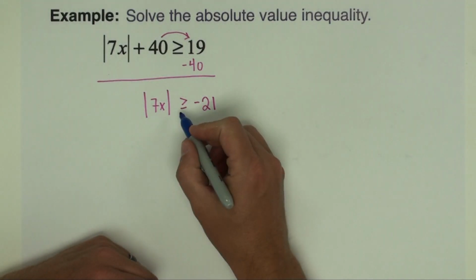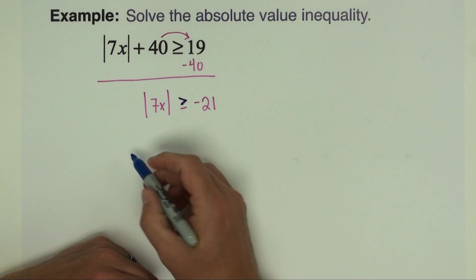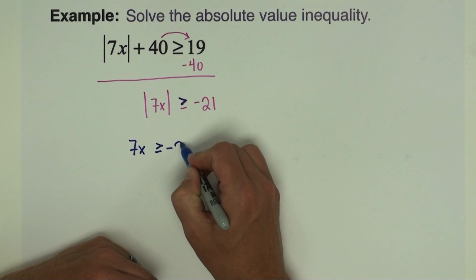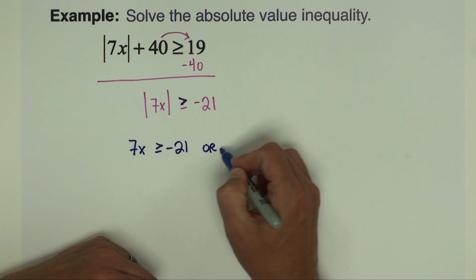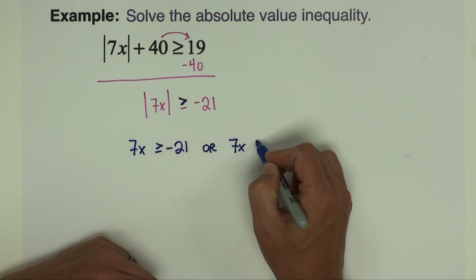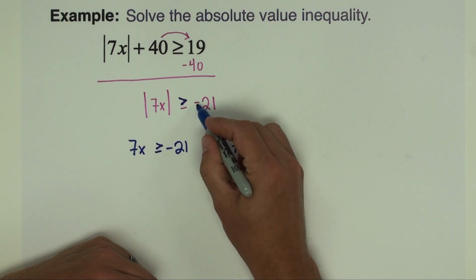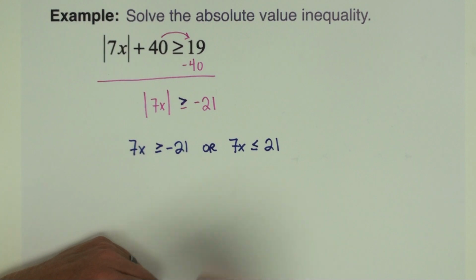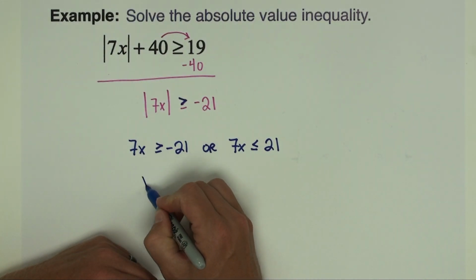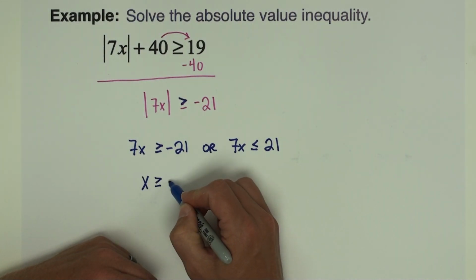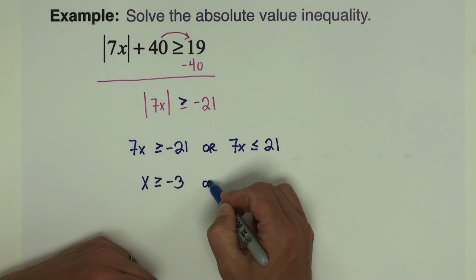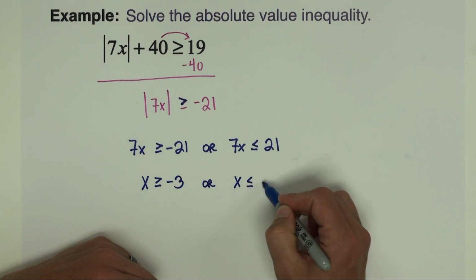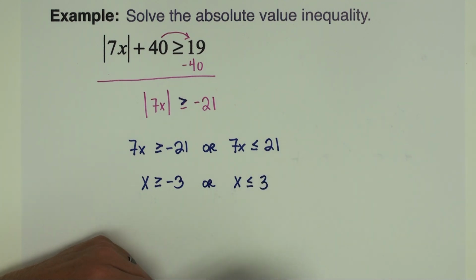So let's set this up. It's a greater than again, so we're going to do an or statement. We want 7x is greater than or equal to negative 21, or 7x is less than or equal to, and we're going to change the sign so the negative goes away and becomes positive 21. So divide by 7, we get x is greater than or equal to negative 3, or, and here divide by 7, x is less than or equal to positive 3.